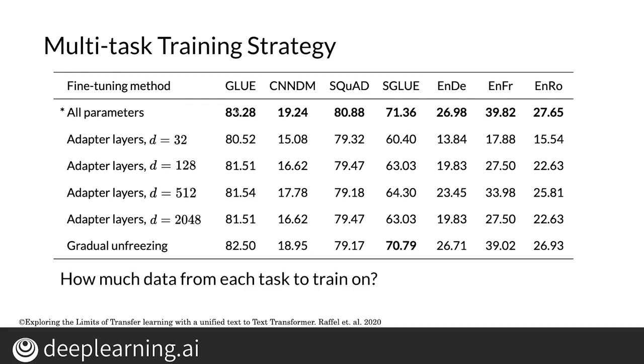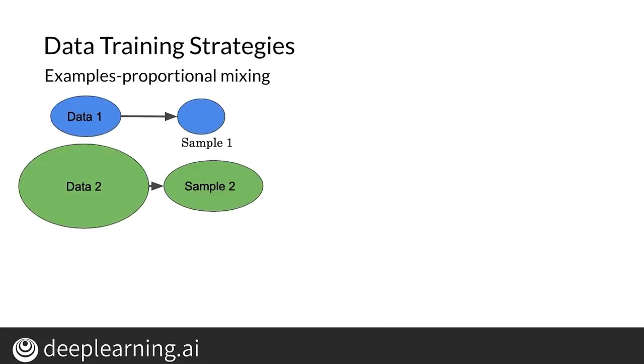So how much data from each task to train on? For the data training strategies, there is examples-proportional mixing. In this case, what you end up doing is taking an equal proportion, say 10%, from each data set that you have. If the first data set is, for example, small, you take 10% of this, and then 10% of the larger one is larger. And 10% is just a random number I picked, but you get the point.